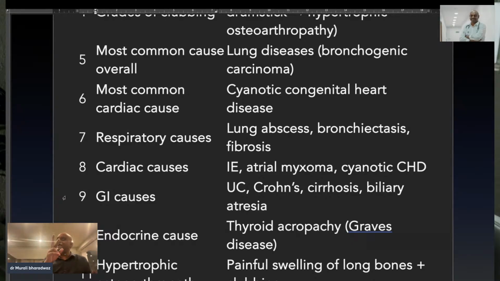Truncus arteriosus and TAPVC you have plethora. And tricuspid atresia and TOF have oligemia.